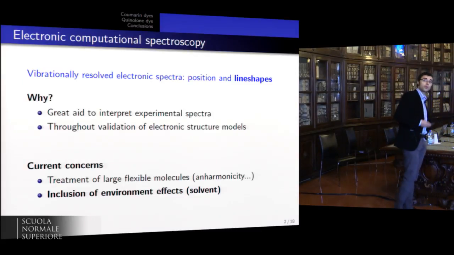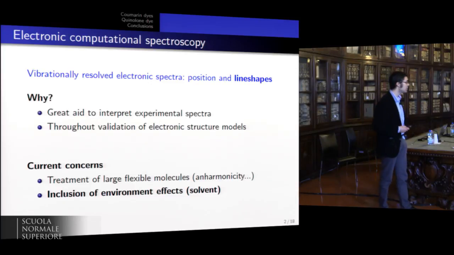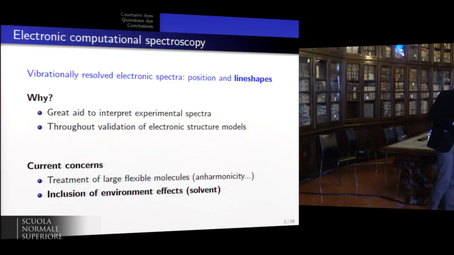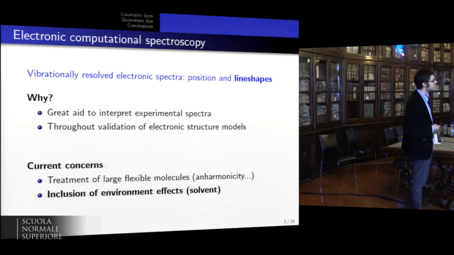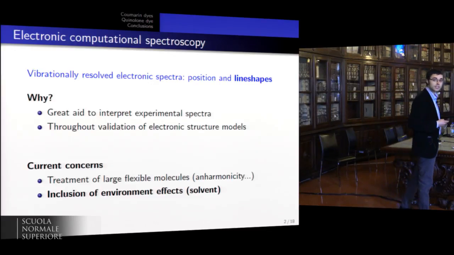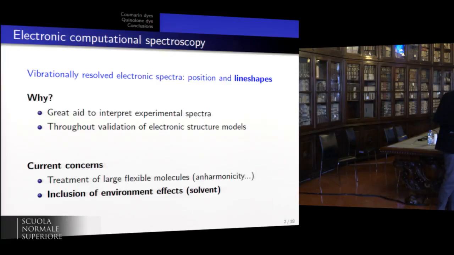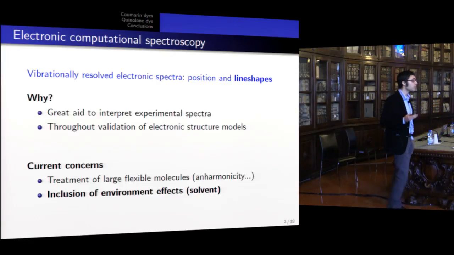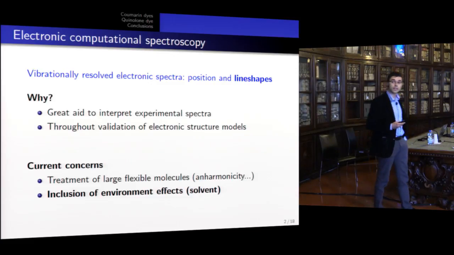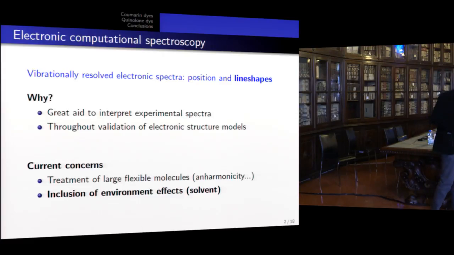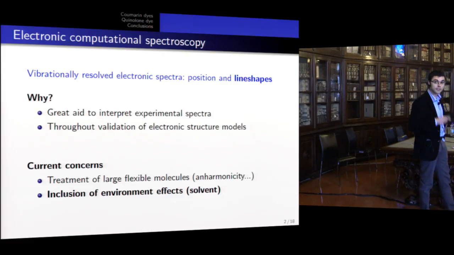So let's start with a couple of words about electronic computational spectroscopy, which nowadays is a technique that provides us with vibrationally resolved electronic spectra, that is not only the band position, but also the line shape. This is very interesting because, on one hand, it gives a lot of help to interpret electronic experimental spectra, and it also provides a nice framework in order to validate electronic structure methods used to perform the simulations.